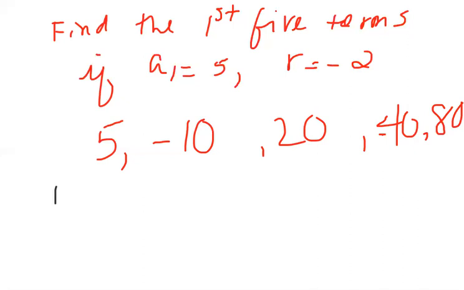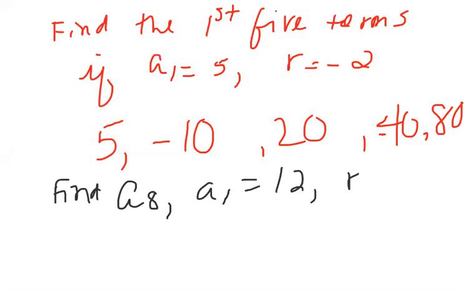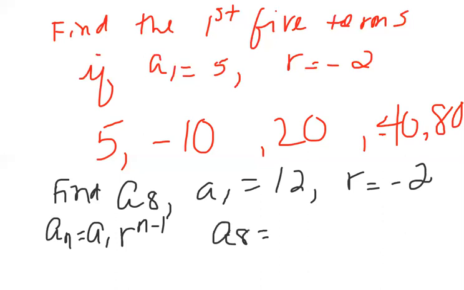So guys, here's the last question. Find A sub 8, as in the 8th term, if A1 is equal to 12, R is equal to -2. All right, everybody. So now for this problem, we go into the formula AN equals A1 times R to the N minus 1 and substitute the values in. So the 8th term will equal the first term, which is 12, times R, which is -2, raised to the 8 minus 1 power.